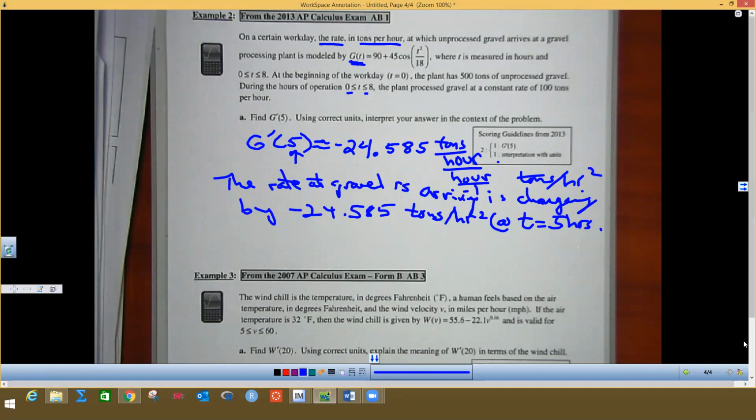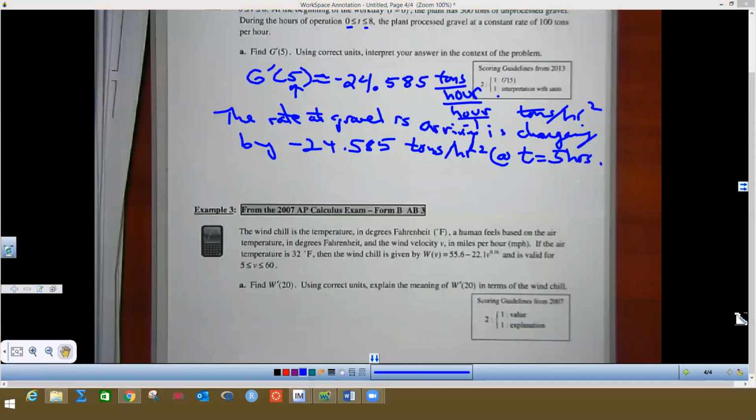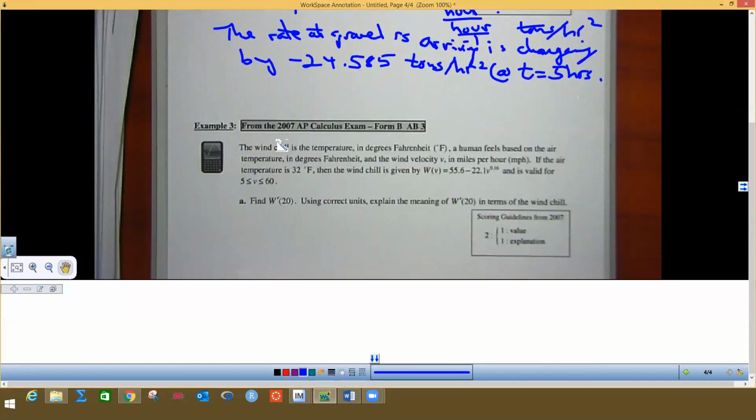We're going to do one more problem here that's from an old AP test question. So when we do this one, this is from 2007, so this is an older one, but we still usually have these kind of problems on there. I'm going to move this down a little bit. This says the wind chill is the temperature in degrees Fahrenheit a human feels based on the air temperature in degrees Fahrenheit and the wind velocity in miles per hour.